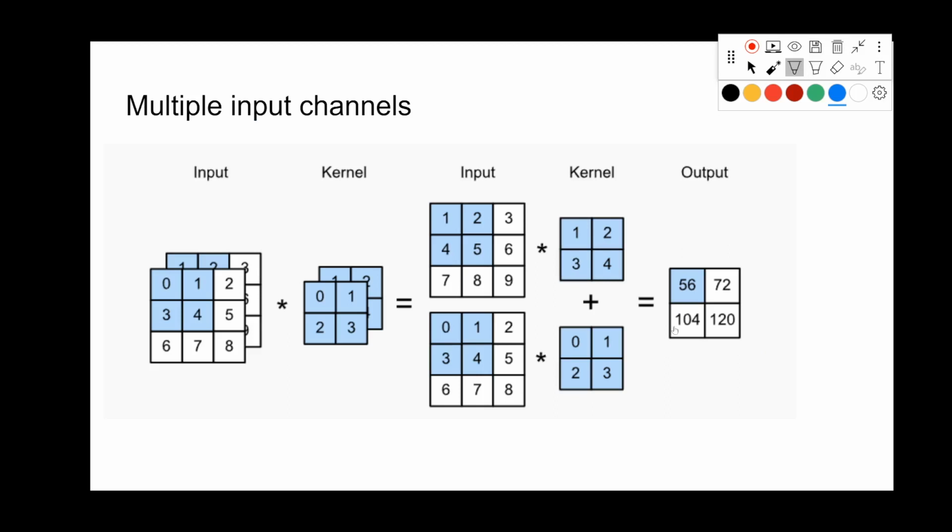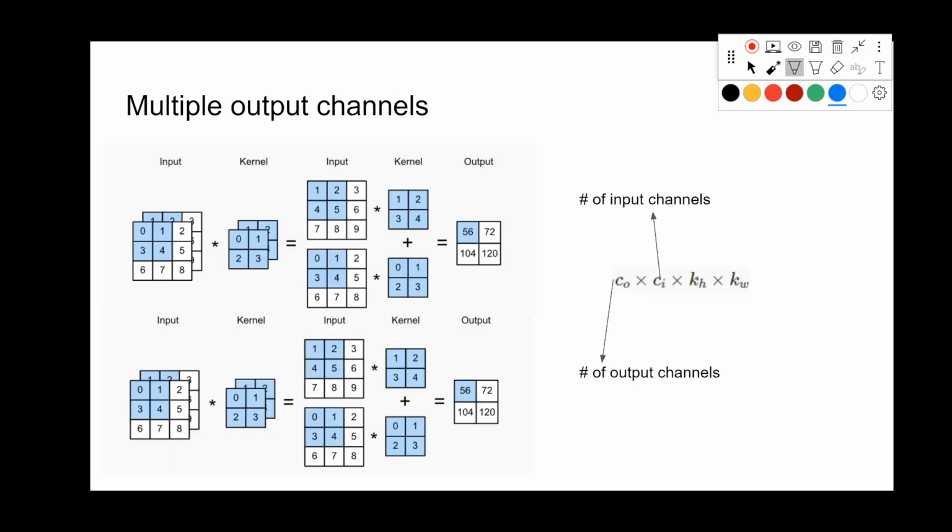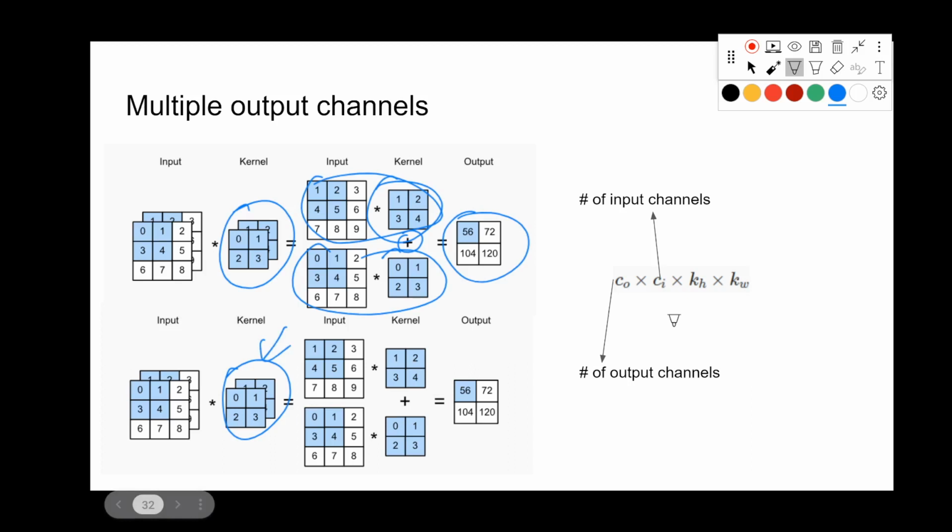But what happens if we want multiple output channels? In this case, we need multiple sets of filters. For each set of filters, we apply it to each input channel to produce two results, and add them together to produce one output. Then if we need a second output, we need to provide another set of filters so that we can produce the other output.